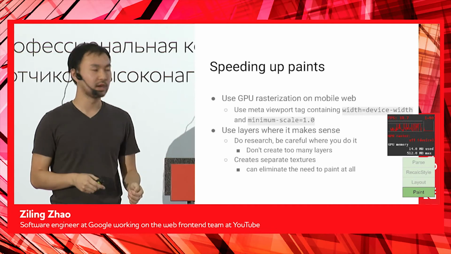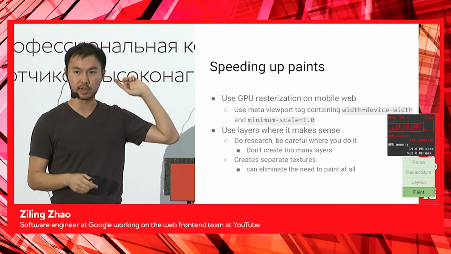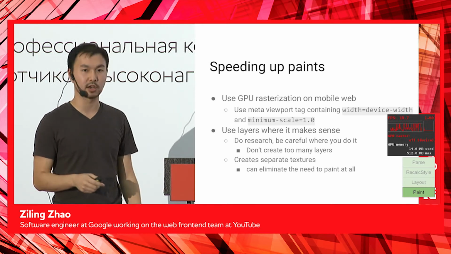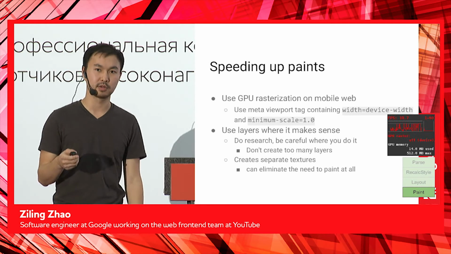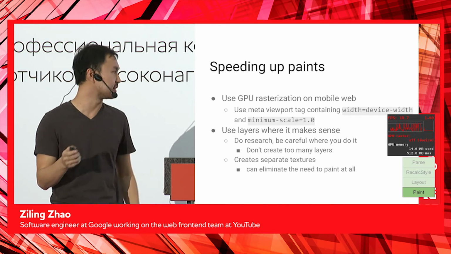And a way to see if you have GPU rasterization is to turn on the FPS meter in Chrome. If it's off, in this case, it says GPU raster is off. This is not available on desktop browsers right now, but it will be coming soon, they say.